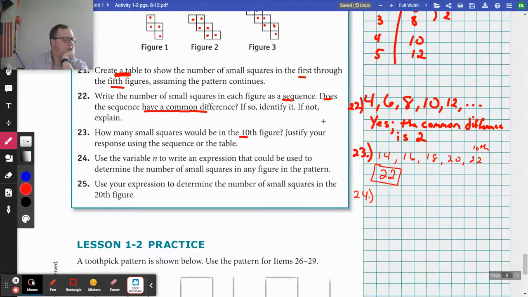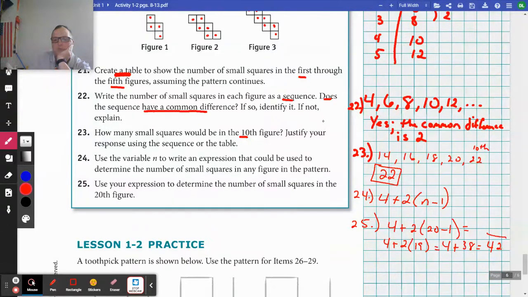Write a variable n. All right, so I'm going to use my expression. The first term, which is 4, plus the common difference, which is 2, times n minus 1. And then what's the 20th figure? The 20th figure is 4 plus 2 times 20 minus 1. That is 4 plus 2 times 19, which is 4 plus 38, which is 42.